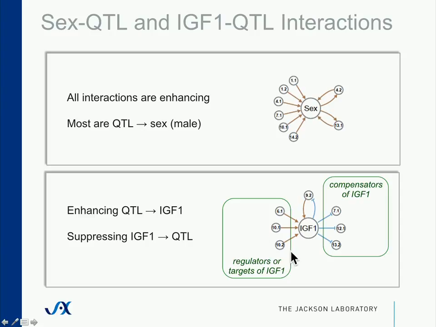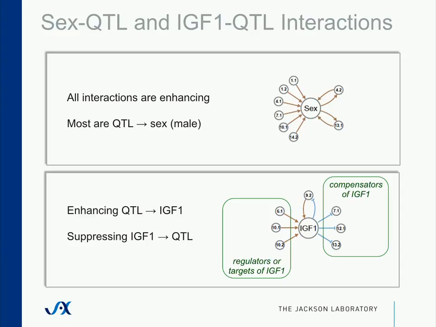These ones that are enhancing IGF-1 effects, we think of as regulators or targets of IGF-1. That is to say, genes that harbor these variants are probably sitting in the IGF-1 pathway or interacting with IGF-1 in some way. So when IGF-1 is there, they can enhance that effect. Whereas these over here are sort of being suppressed by IGF-1. So these are basically variants that are only relevant when there's no IGF-1 in the system.